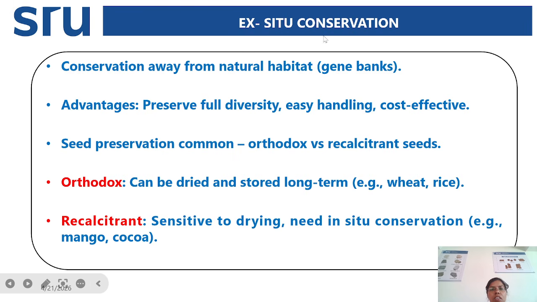Ex situ conservation is the conservation of germplasm away from the natural habitat. That is nothing but gene banks. The gene banks are of different types: field gene banks, seed gene banks, organ gene banks, DNA gene banks. There are so many different gene banks. That is nothing but ex situ conservation, the conservation of germplasm away from its natural habitat.